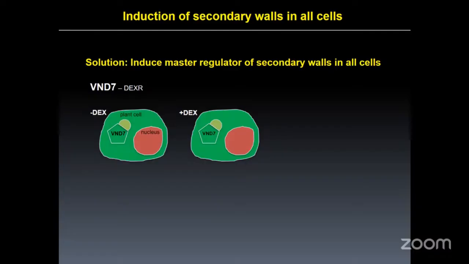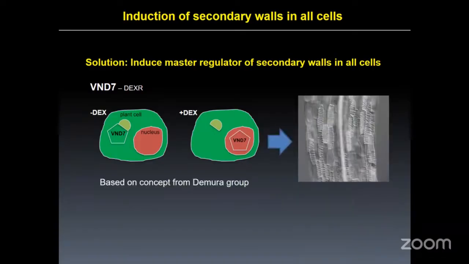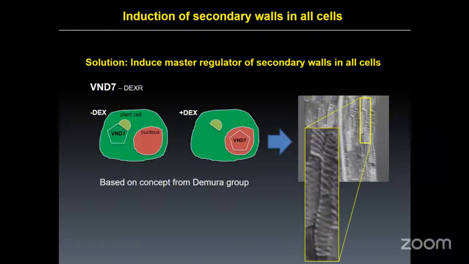And how this works is that typically you express this VND7 here, but under normal conditions, without this inducing factor, it's tethered to heat shock protein in the cytosol. So it cannot go into the nucleus and cannot activate this process. But if you add this inducing factor, we can get this transcription factor into the nucleus. And therefore, you can turn on secondary cell walls in all cells in a seedling. Just to zoom in, you can hopefully appreciate that you have these bands that are now surrounding all of these cells in a seedling.